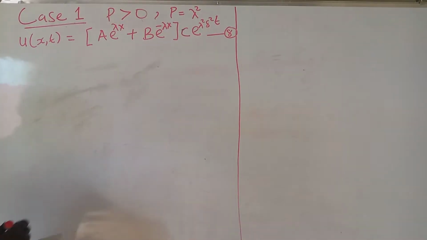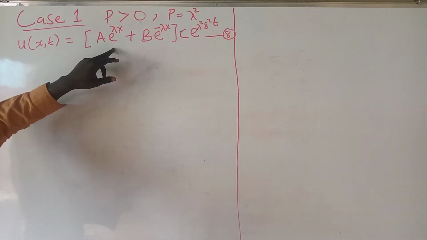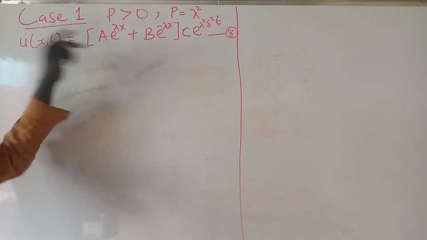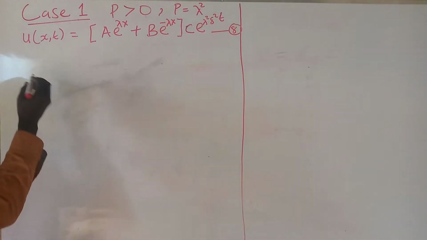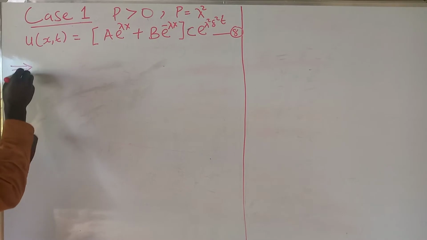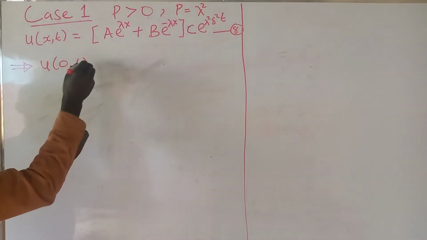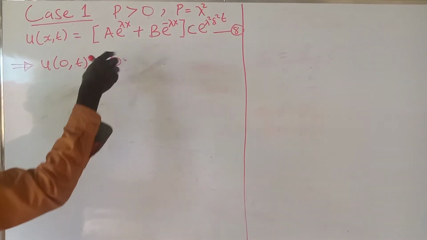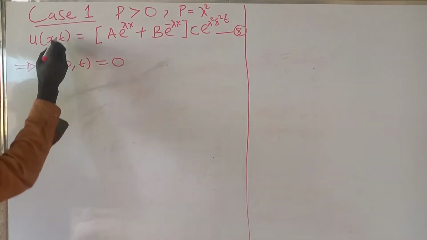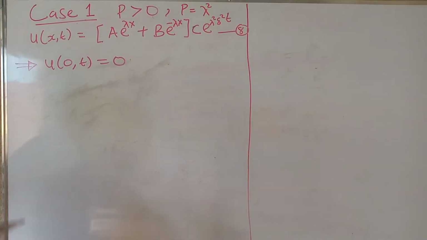So let's continue with this. Now this is how we stopped in our previous video. We're going to now introduce the boundary conditions. So the first boundary condition we're going to introduce is this: when our distance x is 0, the whole thing is equal to 0. The temperature is equal to 0. The whole function is equal to 0 when x is 0. That's the first boundary condition.